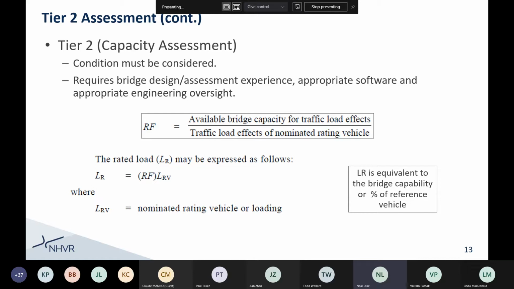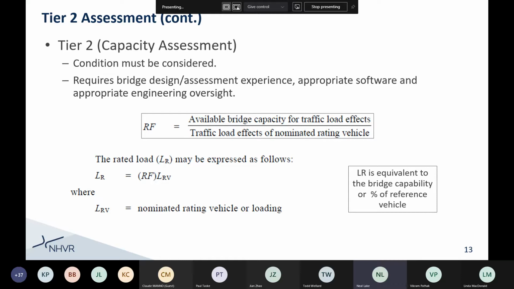So a key outcome from a Tier 2 assessment, there's a couple of different ways when you use the AS5100 Part 7 that you can express the outcomes from an assessment. One, you can just look at the percentage of the capacity that's used, which includes live loads and dead loads. But there's another way that it can be expressed, and that's in terms of this rating factor, which I've put up there on the screen.